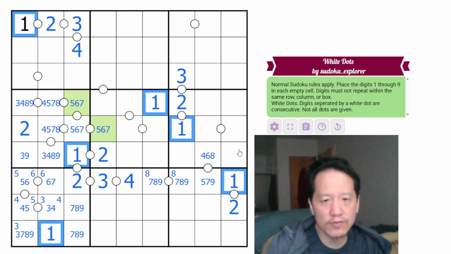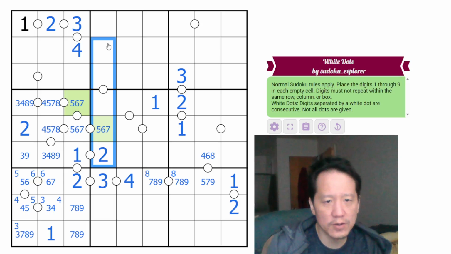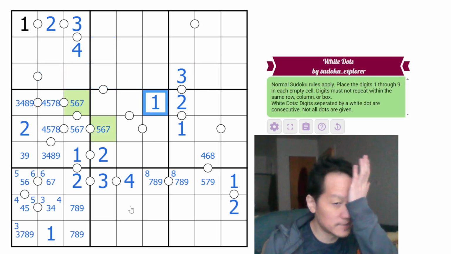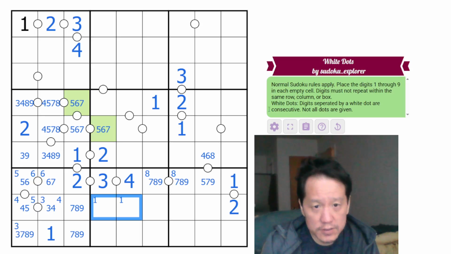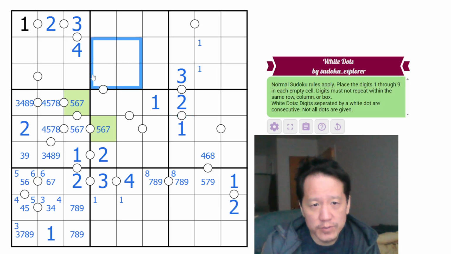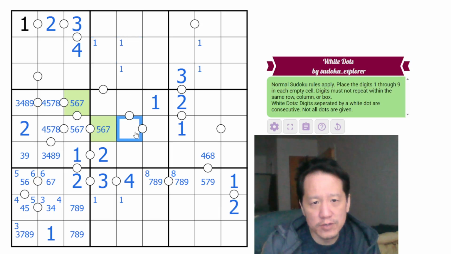What else do we have here? This is 2. 3 cannot be here. So 1 has to be one of these two in this box. 1 has to be one of these two in that box. And this one could be many things. But it cannot be here, because if this is 1, that would be 2. So therefore that doesn't work. So one of those 3 is a 1.